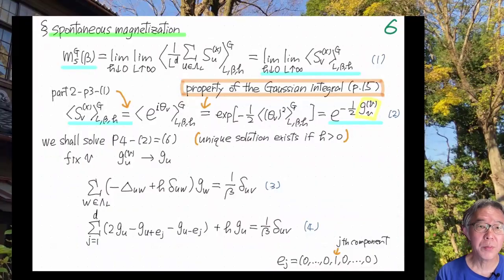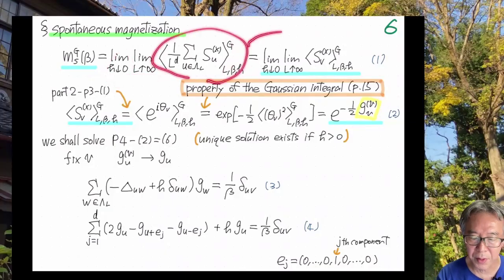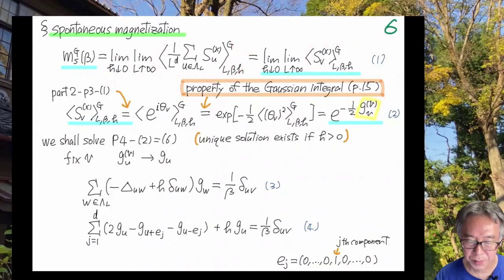Okay, so let's go back to the examination of spontaneous magnetization. This is the spontaneous magnetization for the Gaussian approximation, and this is just the same definition. Here's the expectation value of the magnetization density in the x direction, and you take the infinite volume limit, and then let h go to 0. Okay, again, by using the translation invariance, you can rewrite this in this way. Okay. So we are interested in this expectation value.